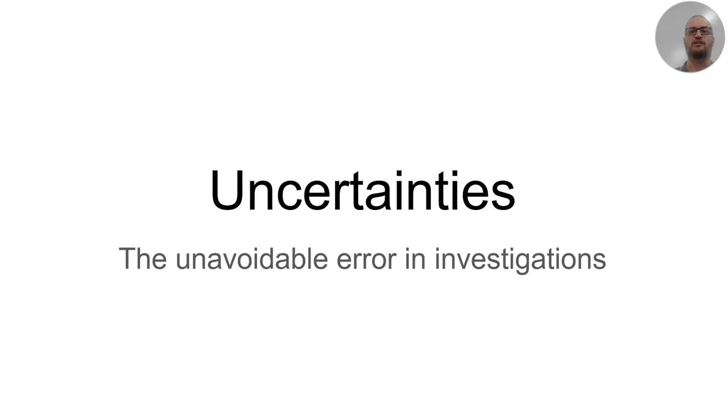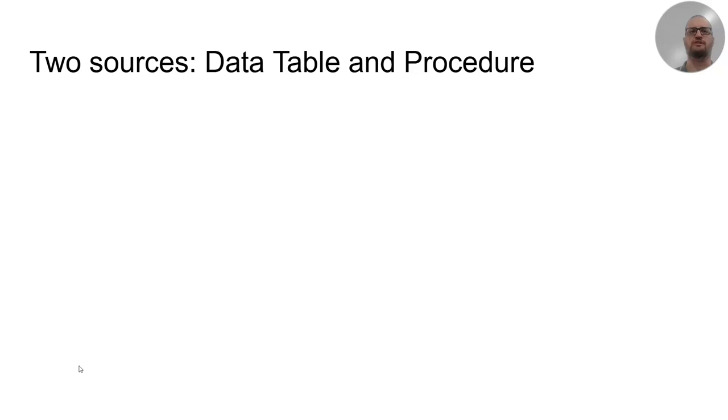One of the things I want to get started, because it will be a constant part of AP Chemistry and of this class, is labs. Now, you might have heard some of these things before: uncertainties, or the unavoidable error that we see in investigations. There are two sources of this unavoidable error: the data table and the procedure. You can look at these well before we ever do any kind of investigation.